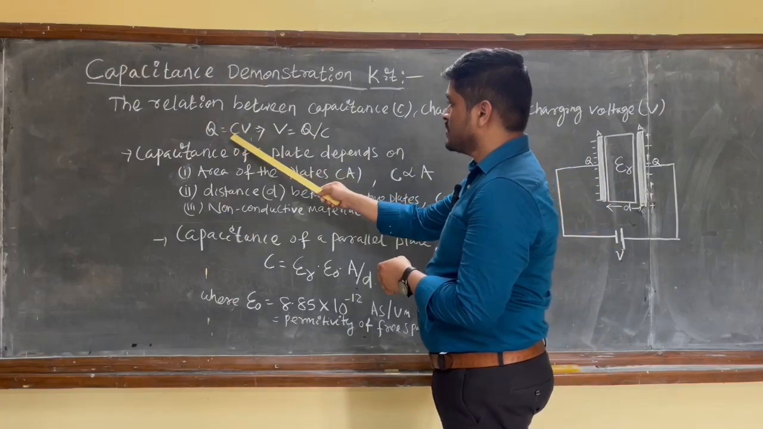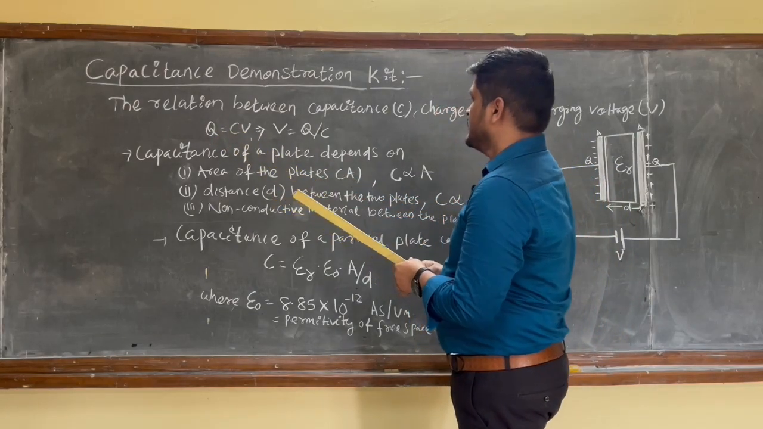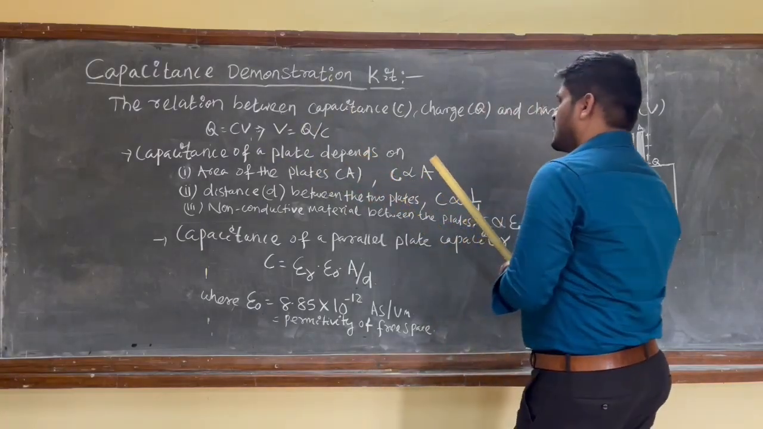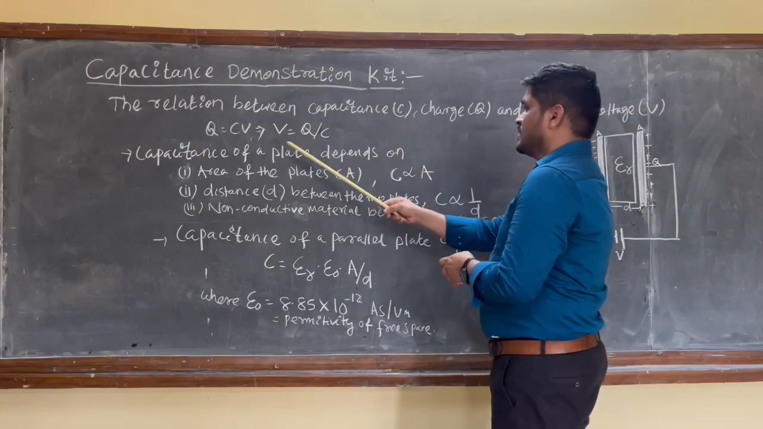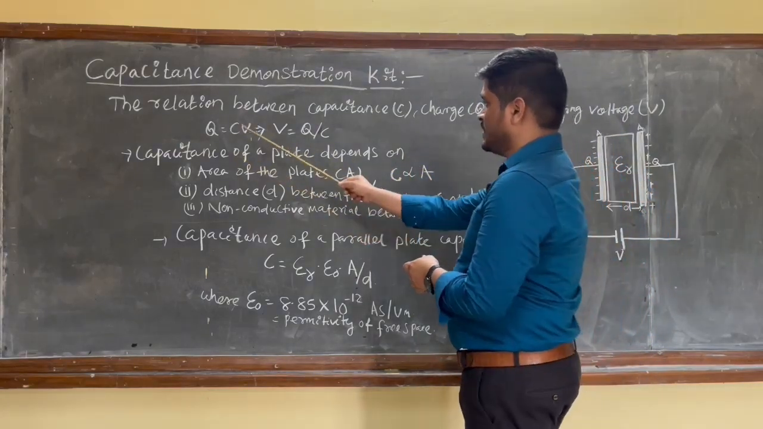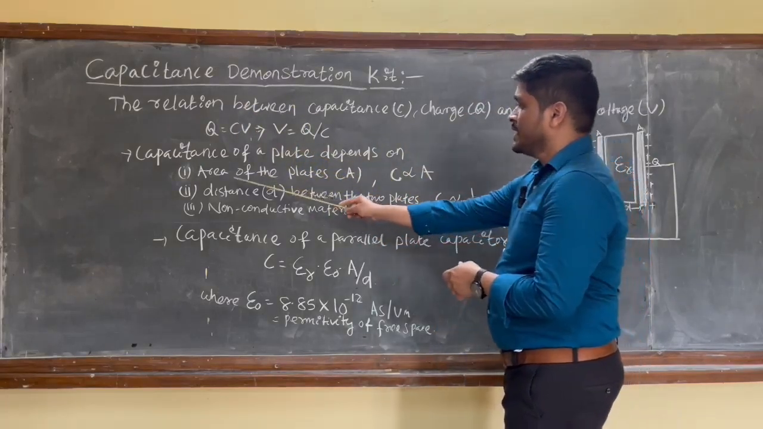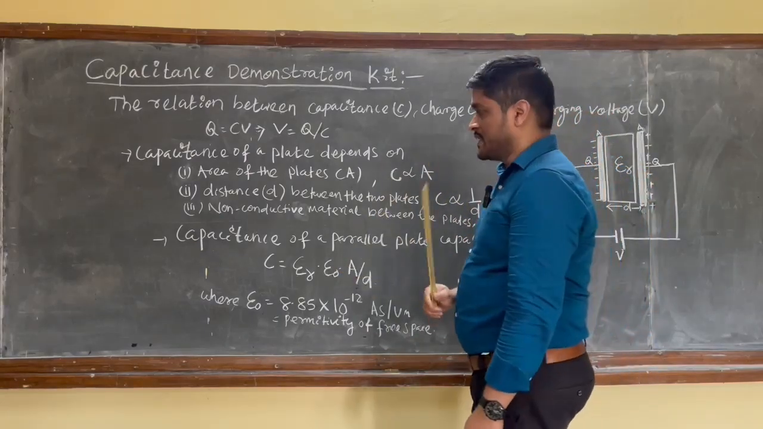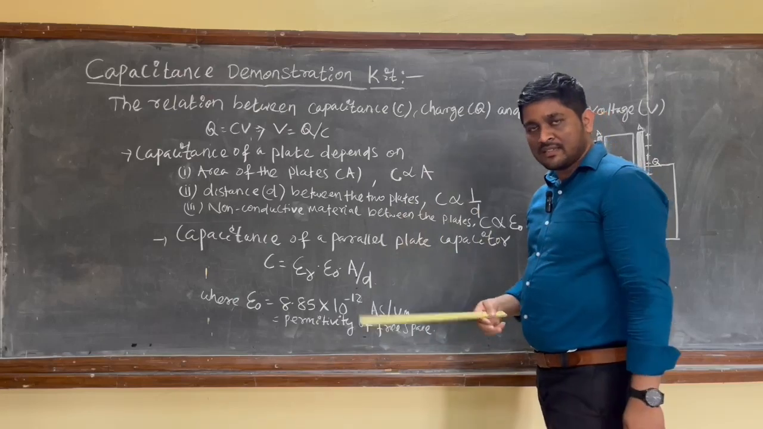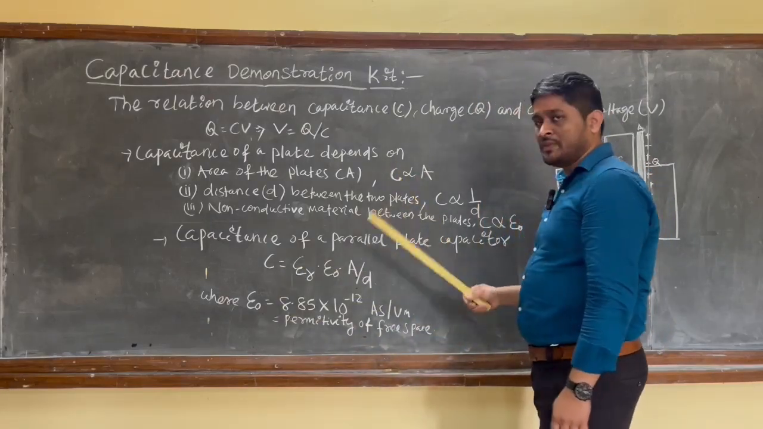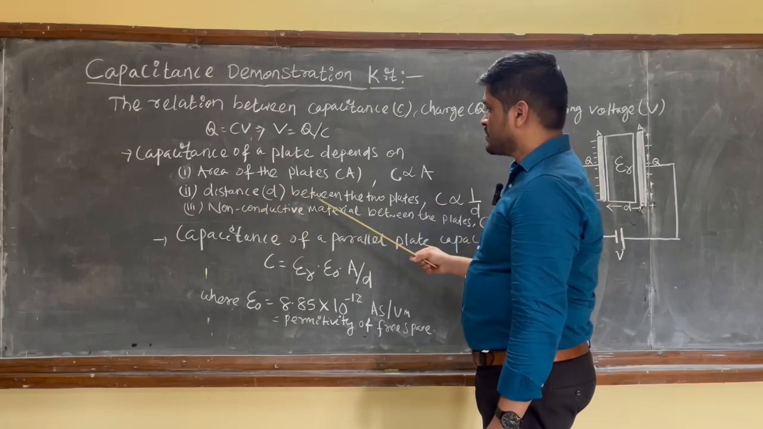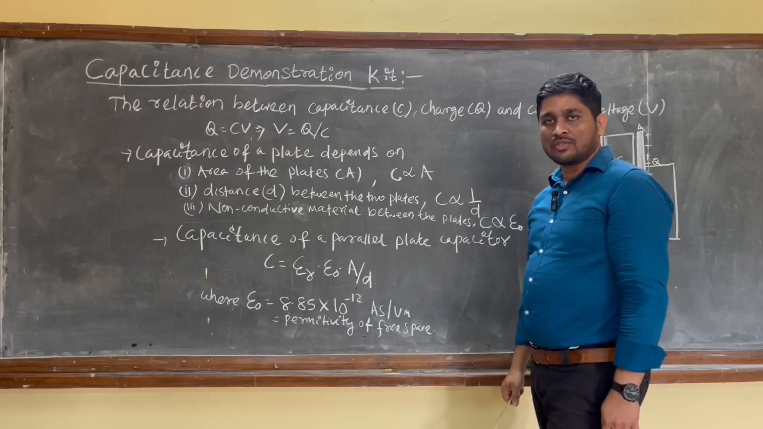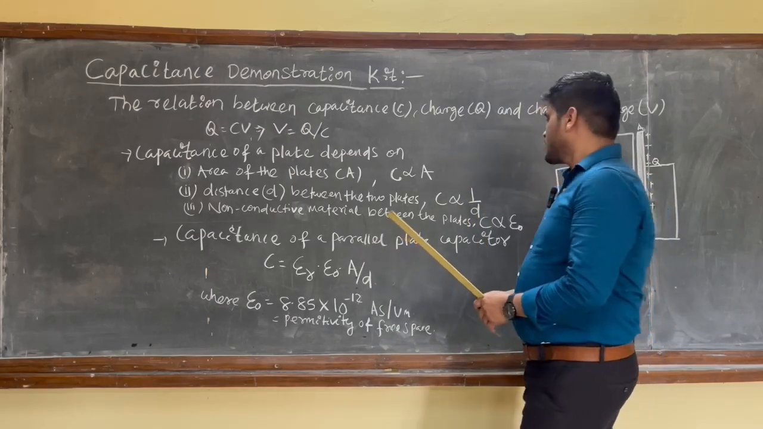Q is equal to C into V. Q is the charge, C is the capacitance and V is the charging voltage. And the capacitance C depends upon the area of the plates. Capacitance is directly proportional to the area of the plates. That means if the area of the plate increases, then the capacitance will be more. And for the distance between the two plates, the capacitance is inversely proportional to the distance between the two plates.